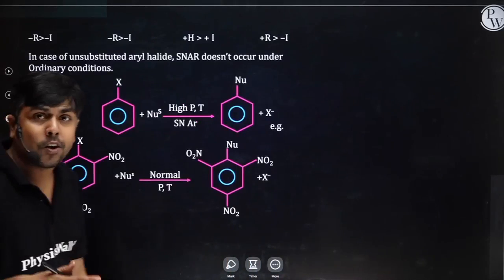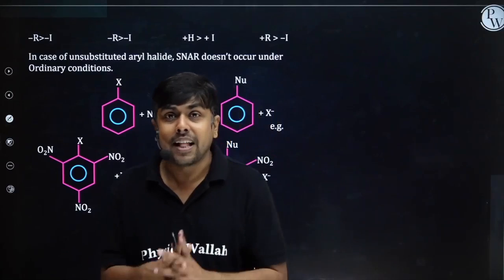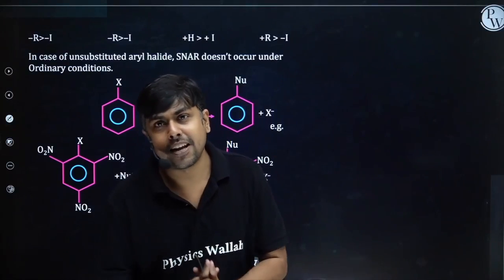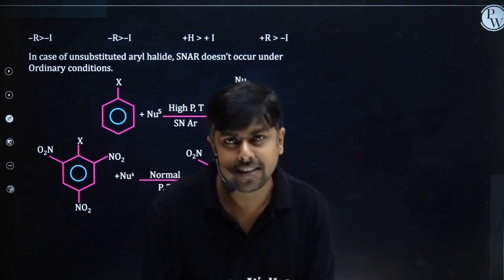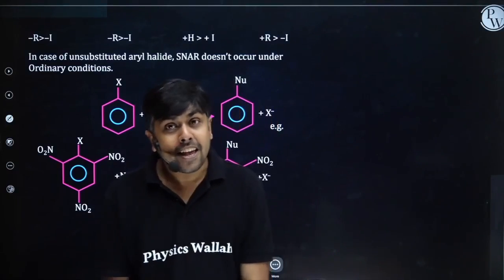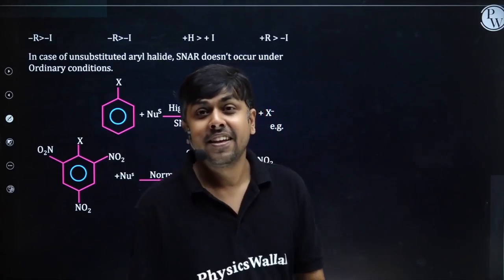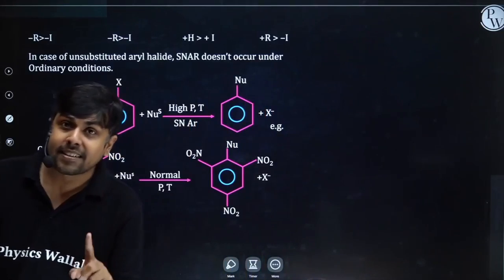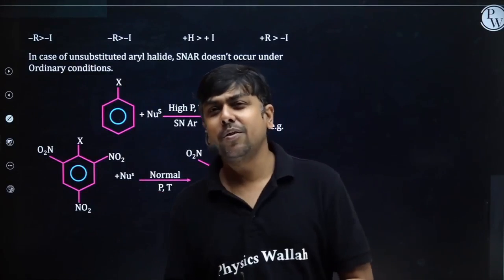Student, if I talk about the different types of halides, in case of alkyl halide, the rate of reaction was in the order RI, then RBr, then RCl, then RF. In case of aryl halide, the rate of reaction is ArF, then ArCl, then ArBr, then ArI. Can you tell me the reason why?